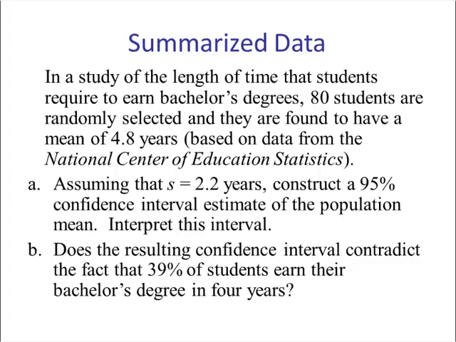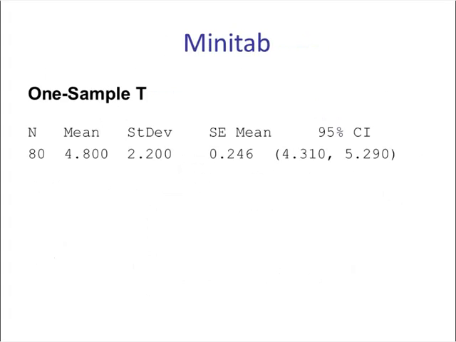Our last example. In a study of the length of time that students required to earn bachelor's degrees, 80 students are randomly selected, and they are found to have a mean of 4.8 years. This is based upon data from the National Center of Education Statistics. Assuming that S is 2.2 years, construct a 95% confidence interval estimate of the population mean. Interpret this interval. B, does the resulting confidence interval contradict the fact that 39% of students earn their bachelor's degree within 4 years? Here's the Minitab printout.